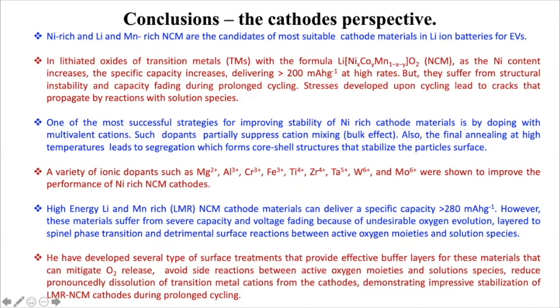We have developed several types of surface treatments that provide effective buffer layers for these materials that can mitigate oxygen release, avoid side reactions between active oxygen moieties and solution species, and pronouncedly reduce dissolution of transition metal cations from the cathodes, demonstrating impressive stabilization of these materials. So we can say that material-wise, this family of cathodes can be stabilized, but I leave an open question related to the stability of the electrolyte solution.